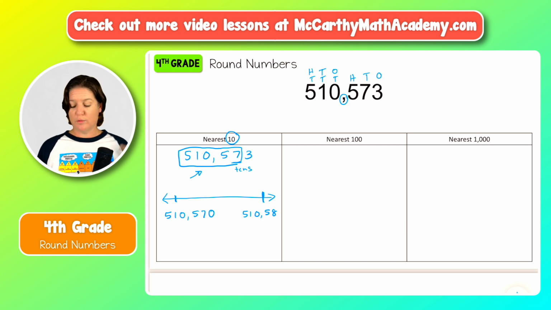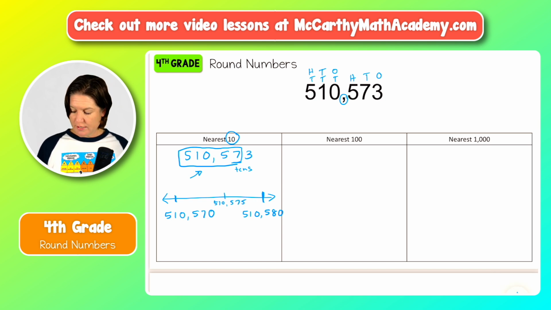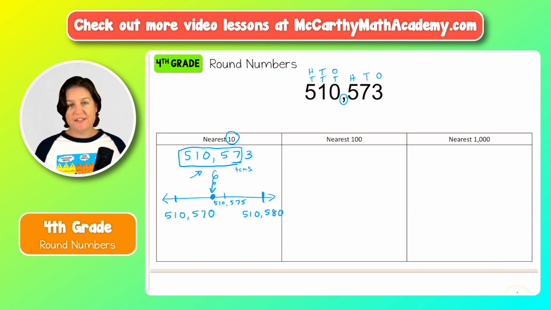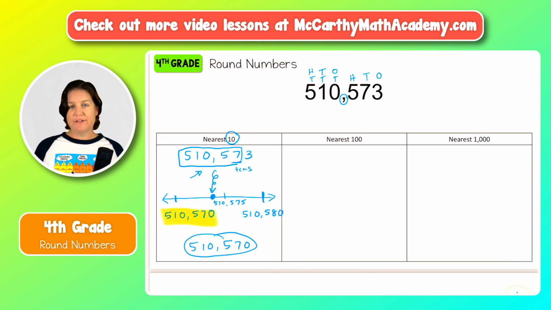The next 10 up, which would be 58 at the end, okay? And then our halfway would be 510,575. So if we were going to plot the point that we were given, we would plot it just before our halfway point, right? You can see that our number comes right before that halfway point, and because of that, it's going to round down to this 10. So our answer would be 510,573 rounds down to 510,570 when we're rounding to the nearest 10.